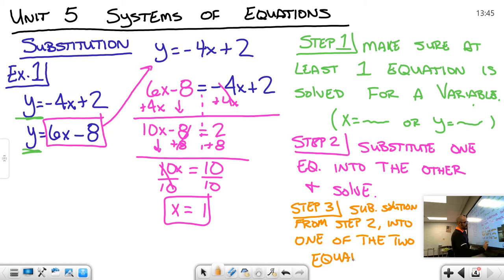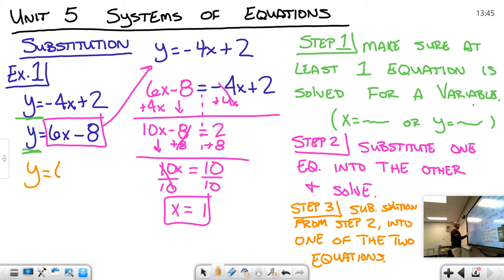Now, why doesn't it matter which equation I use? The reason it doesn't matter is because both of these are a system of equations, which means the solution will be the same for both of them. So I'm going to use this bottom one since it's already here, and I'm going to sub it in.